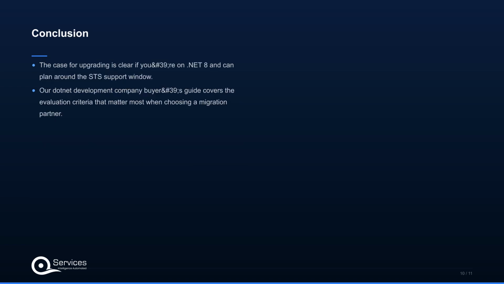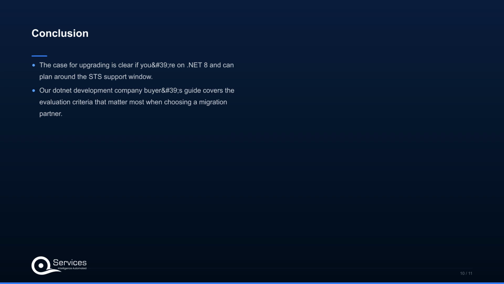Let's talk about what's next up, the conclusion. .NET 9 migration offers real, measurable improvements: JIT performance gains that reduce API latency without code changes, a maturing Blazor ecosystem with the unified web app hosting model, better native AOT support for containerized workloads, and .NET Aspire tooling that meaningfully reduces microservices development friction. The case for upgrading is clear if you're on .NET 8 and can plan around the STS support window.